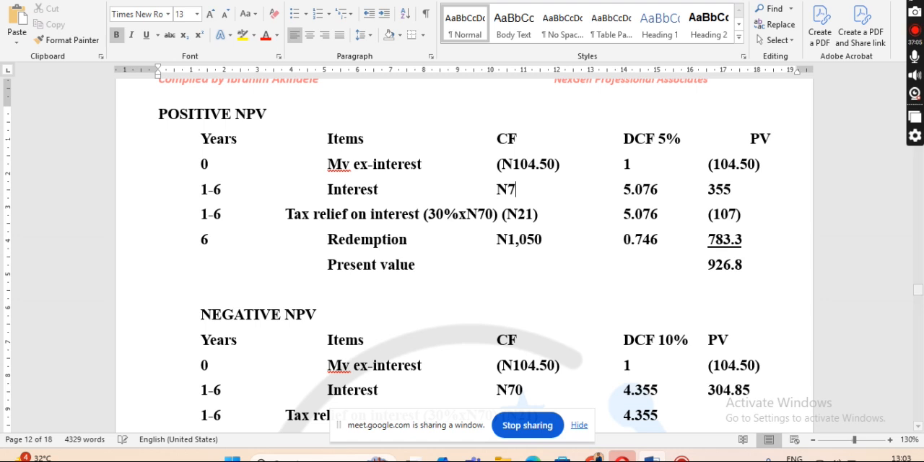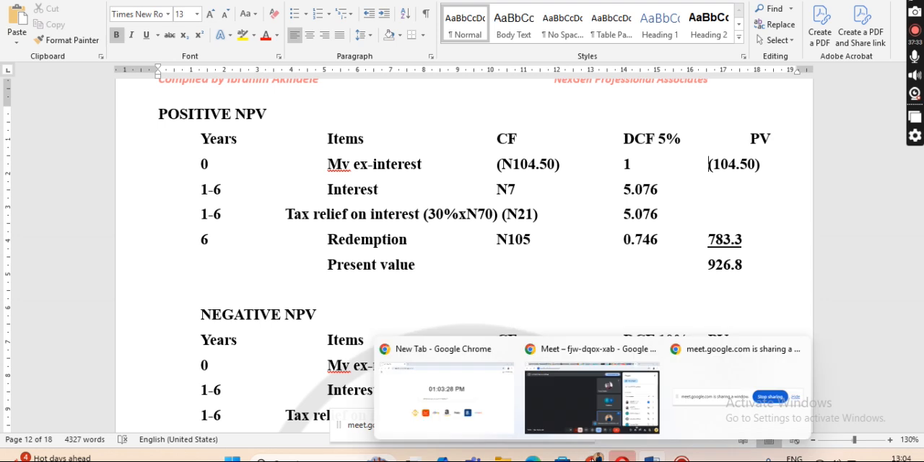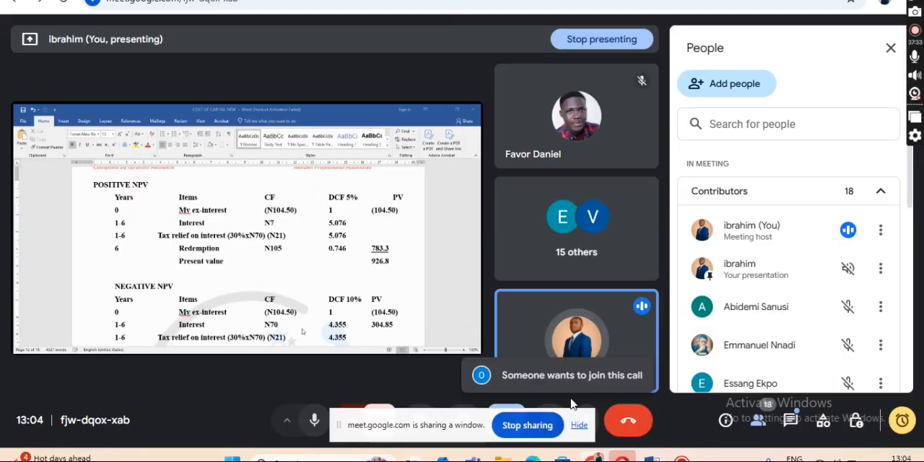So this should be 7. Then this should be 105, class. Please multiply again and give me the figure from this part. Quickly, please. This should not waste our time. It's just very simple, if not for that error. Class, are we still together, please? I need to confirm that.